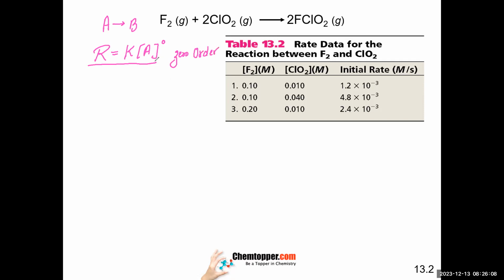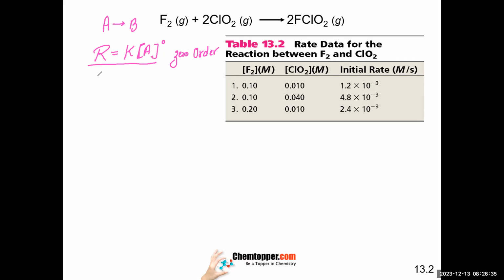What does it mean? That you keep changing your A, you make it double, you make it triple, 10 times, nothing will happen to the rate. Rate will stay the same. So it is not concentration dependent. In zero order kinetics, your rate is unaffected by the concentration of the reactant. Agreed? Okay.